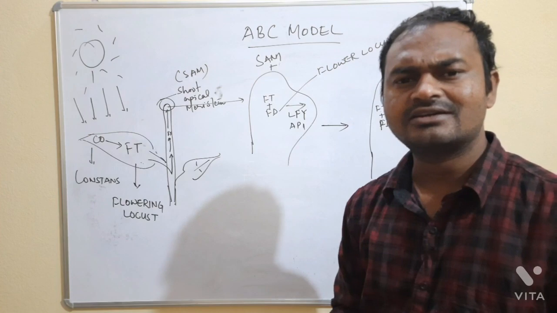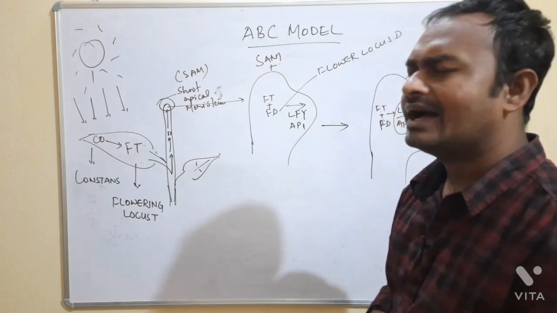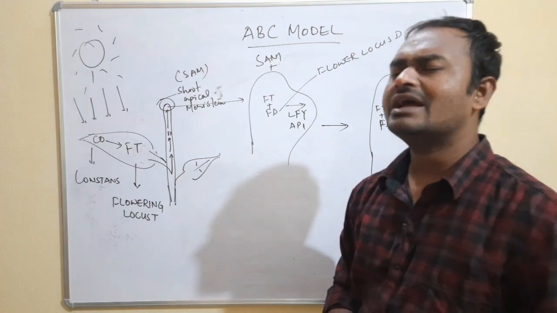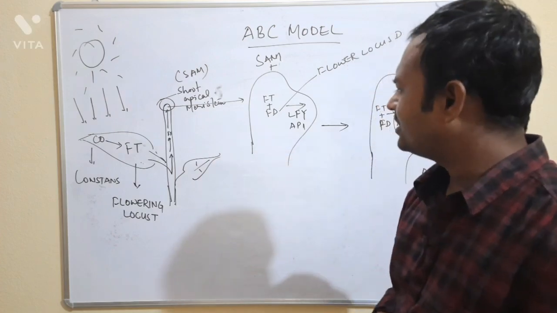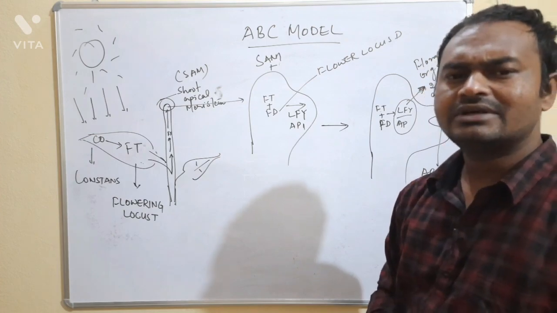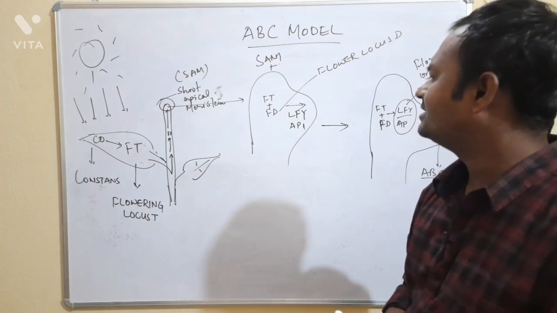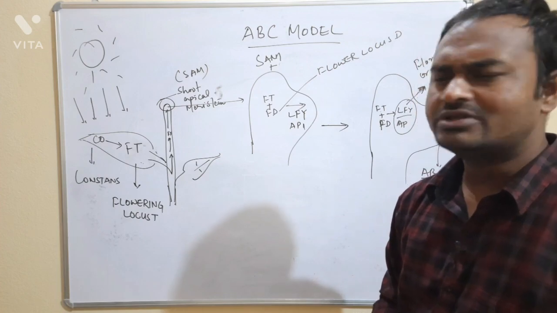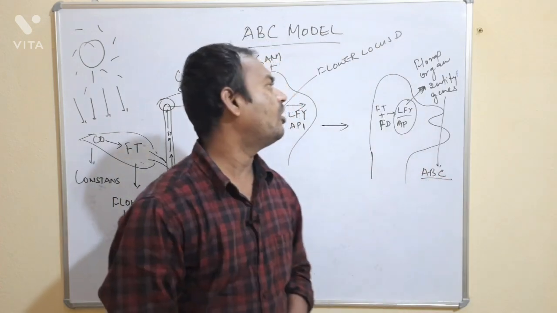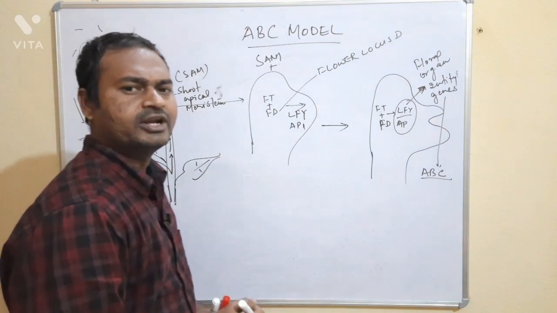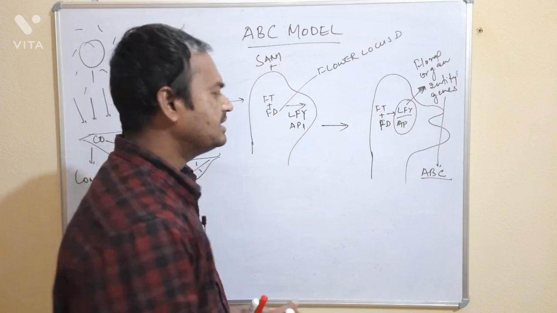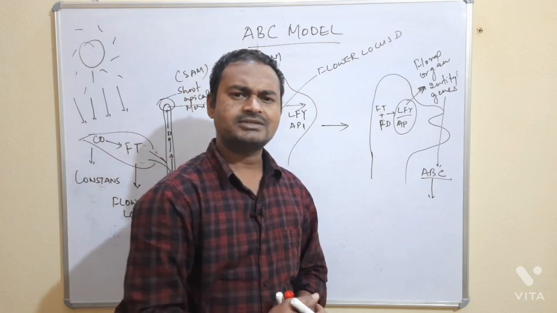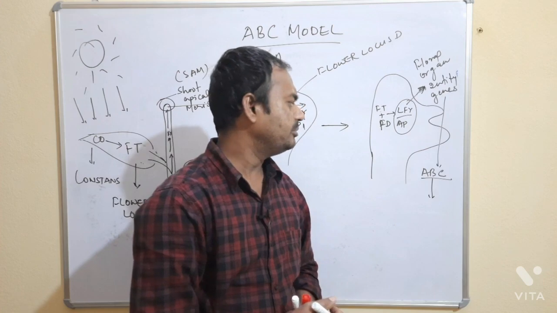The FT acts as a transcription factor for another protein, called Flowering Locus D, that is FD protein. The concentration of the FT and FD protein induces the expression of another set of proteins, called LEAFY and AP1. And this LEAFY and AP1 will induce the expression of the floral organ identity genes, called the ABC genes. And this ABC gene will be responsible for the formation of the flower. So let us concentrate our discussion on the topic ABC model.